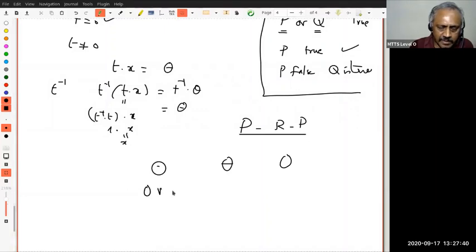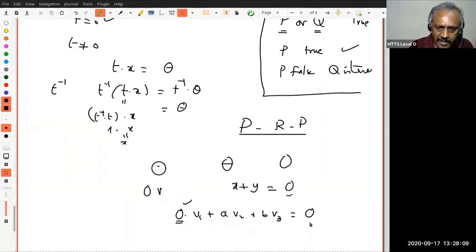0 times a vector, where x and y are vectors, equal to 0. Here this 0 stands for a vector, not a scalar. Here this 0 stands for a scalar. You follow that? So if I write 0 times v1 plus a times v2 plus b times v3 equal to 0, do you understand what this 0 is? The first is a scalar multiple. This is a scalar multiple of v2 by the scalar a. This is a scalar multiple of the vector v3 by b. Therefore, this is a sum of three vectors, so this will be a vector. This vector equals 0. That means this 0 must be a 0 vector. So please get used to that.